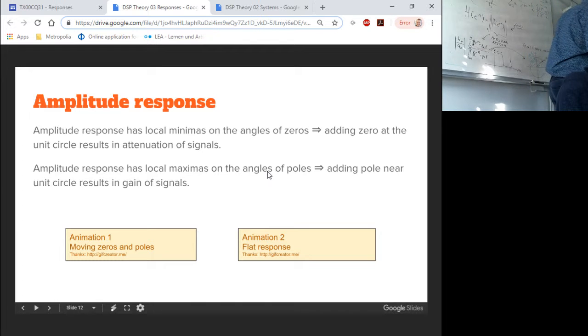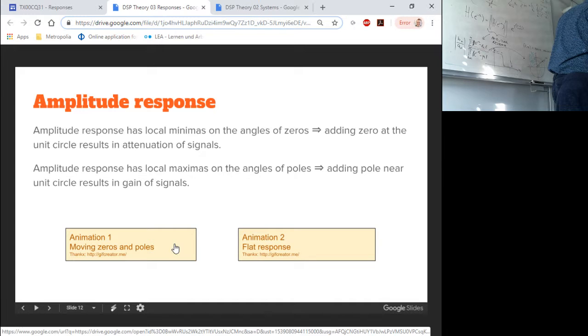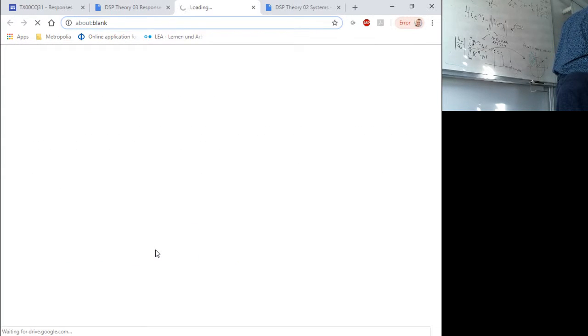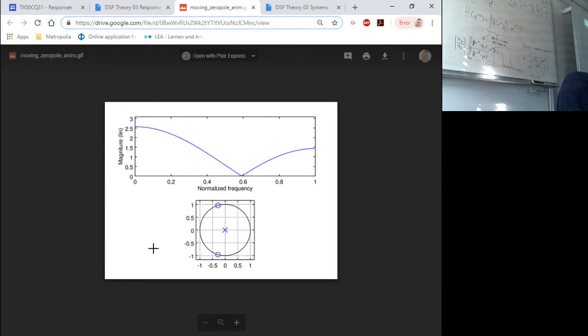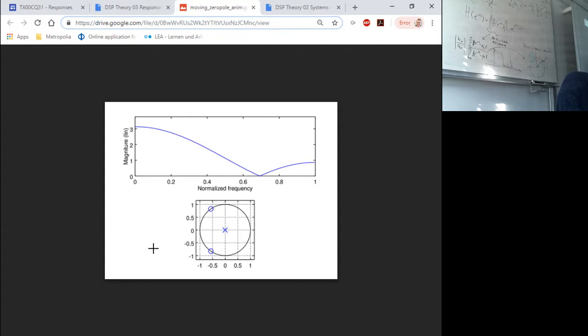I have a couple of animations showing how local minimums and maximums are affected when we are moving zeros and poles. What does it look like in the amplitude response? Let's see, does it work? Animated GIF. I'm moving the zeros on the unit circle, so basically it just moves the zero point also in the amplitude response.